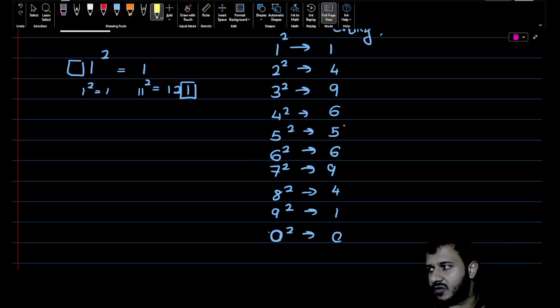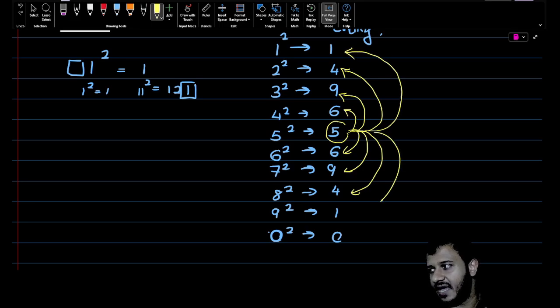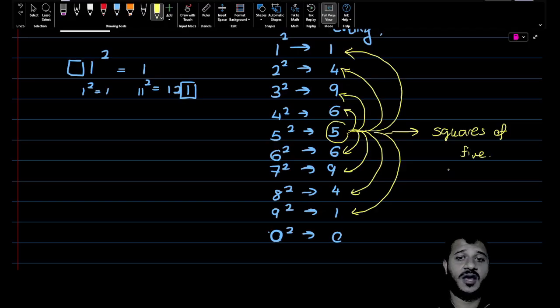And if you have a look from 5, can you see? These 4 and 6 are both ending with a 6. 3 and 7 are both ending with a 9. 2 and 8 are both ending with a 4. And 1 and 9 both are ending with a 1. So this 5 plays a crucial role. Squares of 5s. There's an easy way we can find the square of a 5.